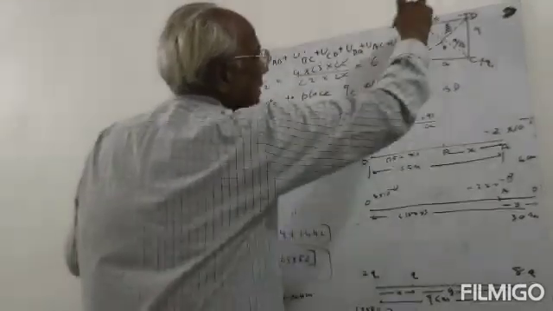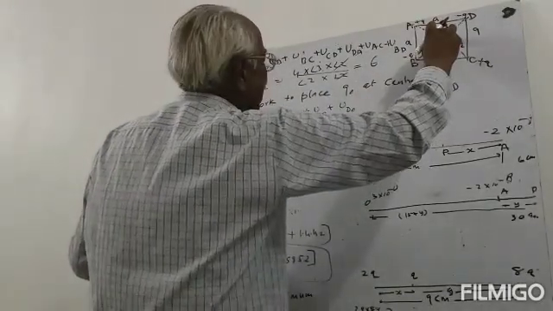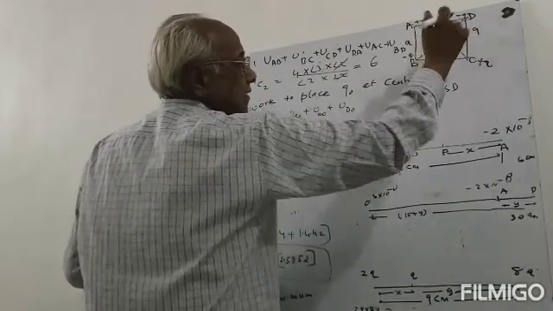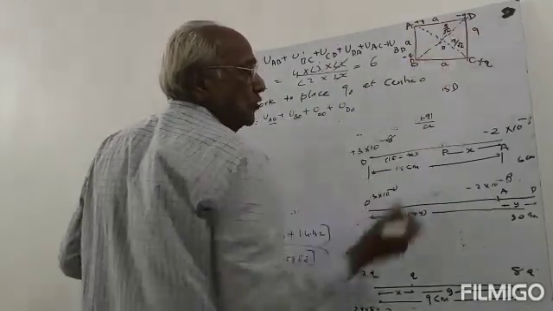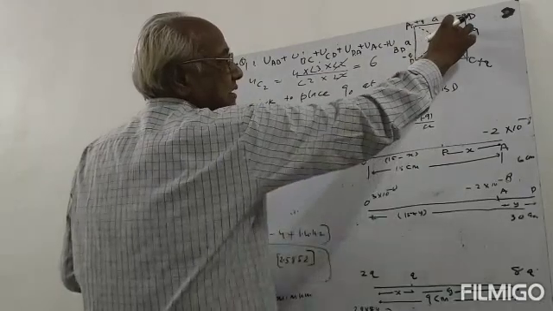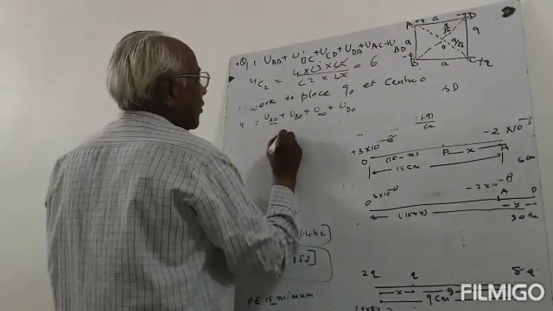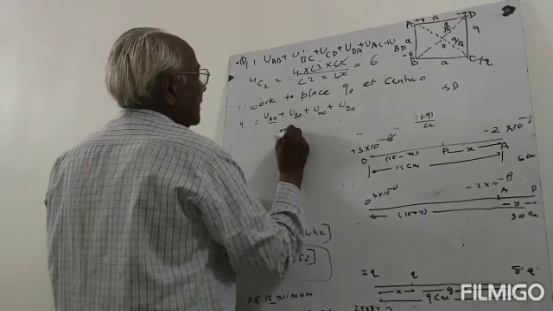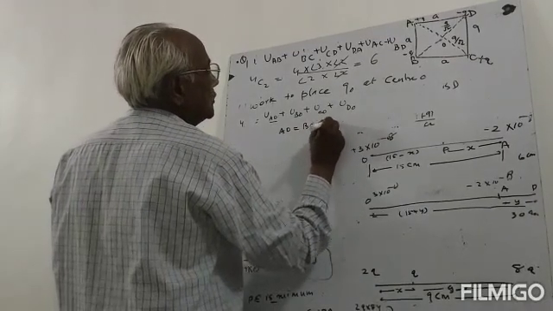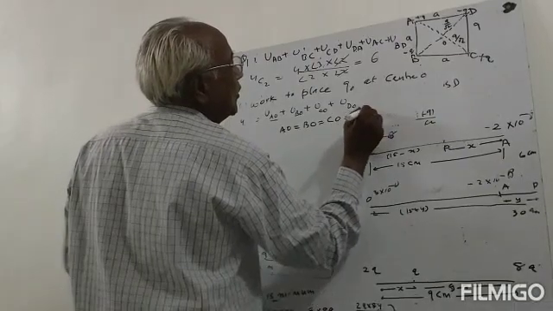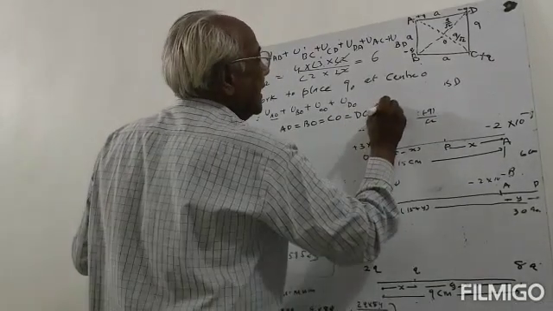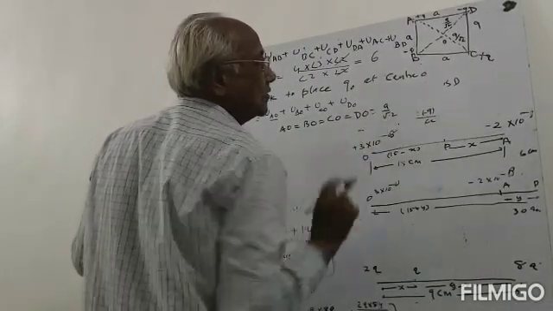What will be AB, AO? This total diagonal is under root 2 times a, and this is half. So AO is equal to BO is equal to CO is equal to DO, that is equal to a divided by under root 2.